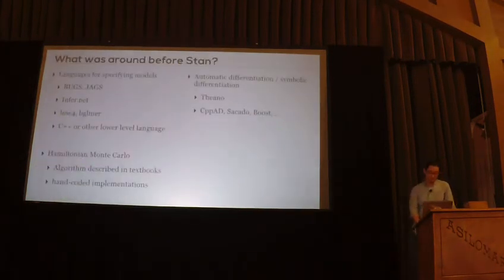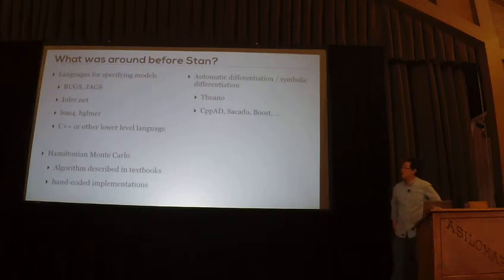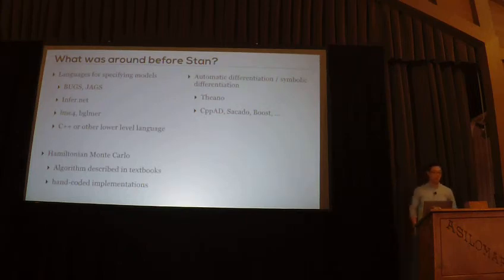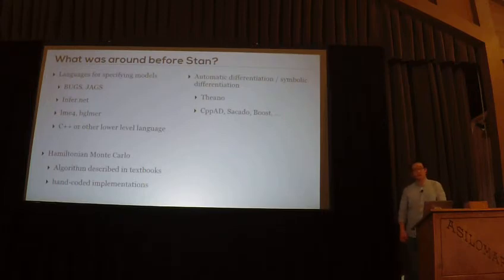So how do we get here? Before Stan, there were already languages for specifying models. BUGS was out, JAGS was out, Infer.NET was out. We used lme4 and Glimmer. You could have coded your models in C++ or some other lower level language. Hamiltonian Monte Carlo wasn't quite a new thing. It was already described in many textbooks, so it was there. Automatic differentiation and symbolic differentiation, those weren't widely used, but they were still there. We had played with Sacado for sure. We tried using Boost when we started.